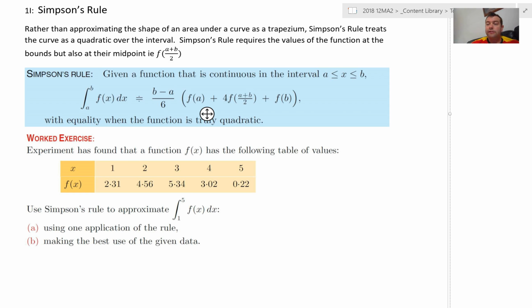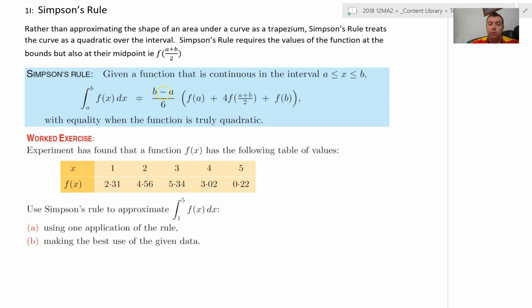Simpson's rule is slightly more complicated and slightly more accurate. We're not going to go into the derivation of this. We talk about it as putting a curve between these points rather than a straight line, the trapezium. You will get this formula on your formula sheet. It pays not necessarily to remember it by heart, but certainly to understand the application of it.